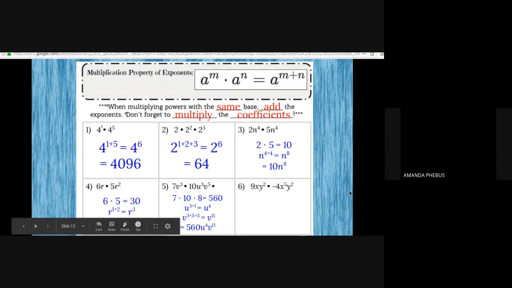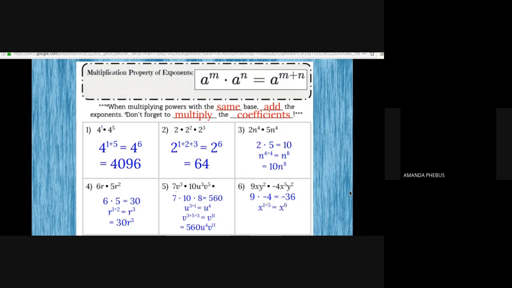All right, number six, take care of the numbers first. So we're gonna do 9 times negative 4 and get negative 36. Then we're gonna do our x's, x to the first and x to the fifth. Let's add those exponents and get x to the sixth. And then we've got y squared times y squared. We're gonna add the 2 plus 2 and get y to the fourth. So our final answer is negative 36, x to the sixth, y to the fourth.